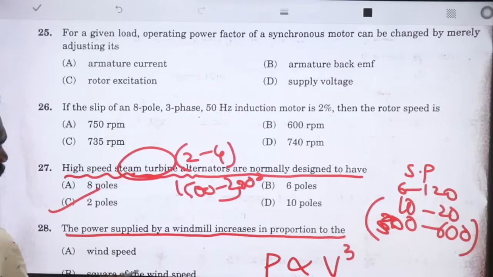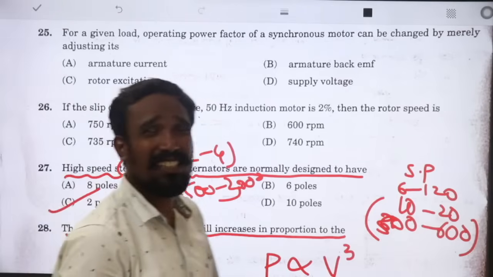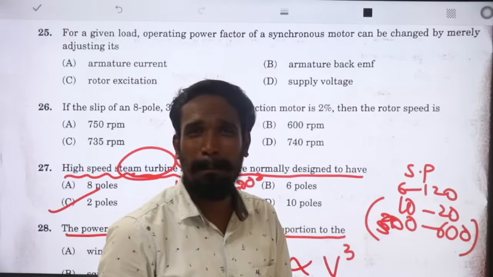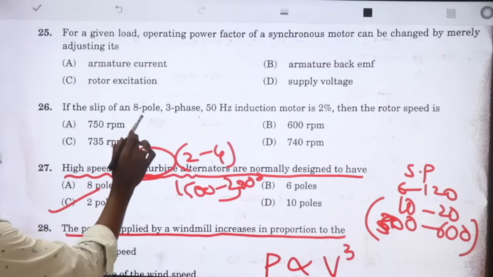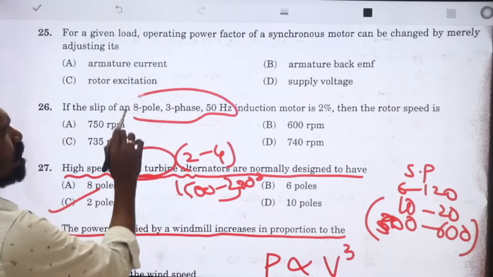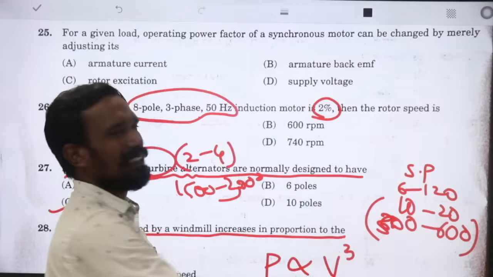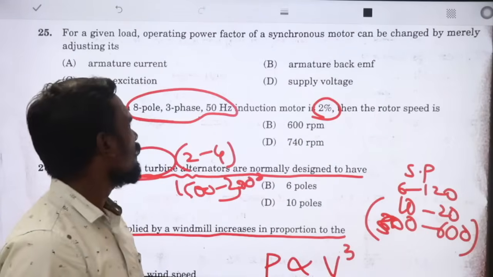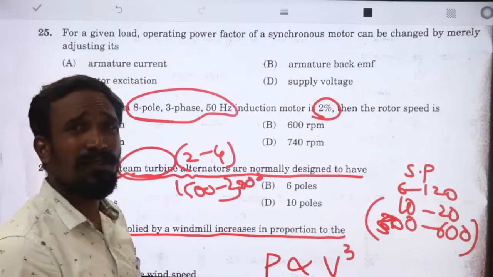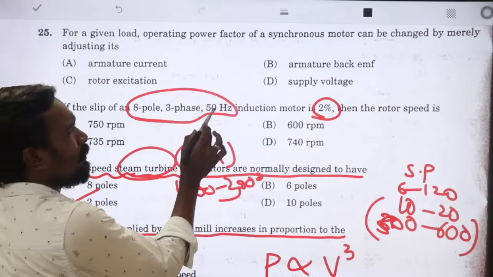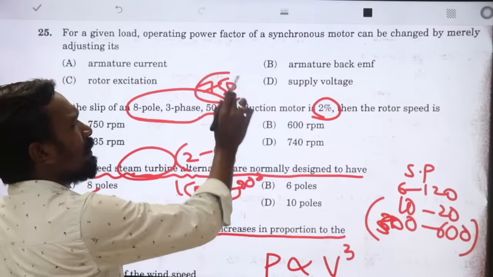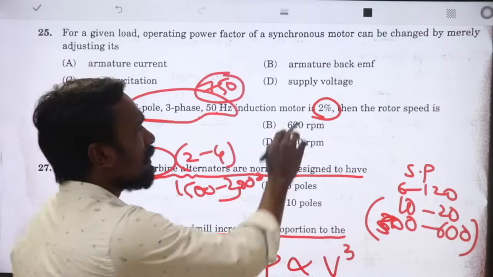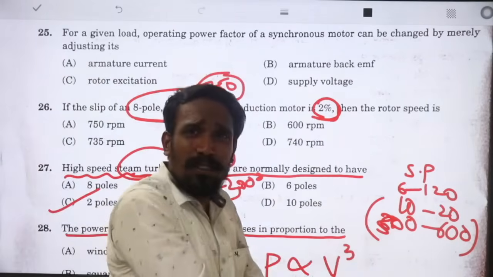What is this question? Let's see how silly they asked again in induction machines. Very easy question. So what is given? If the slip of an 8-pole 3-phase 50 Hz induction machine is 2%. 8-pole, 50 Hz, what is the synchronous speed? Synchronous speed is 750 RPM. From that, 2% is slipped out.